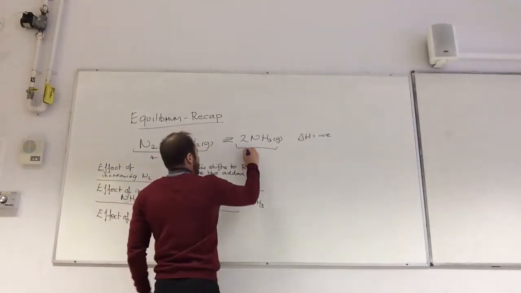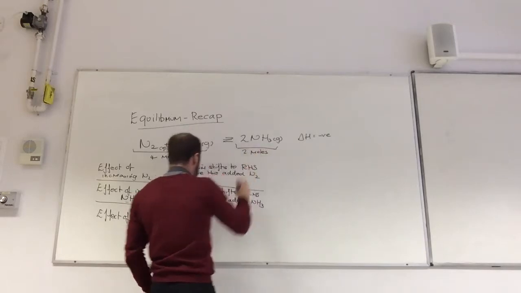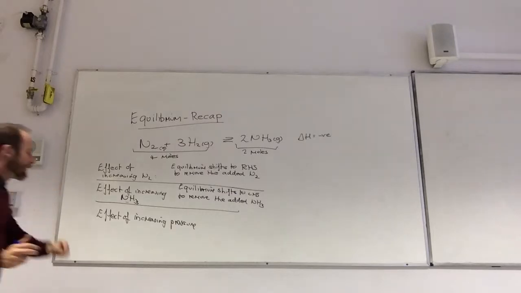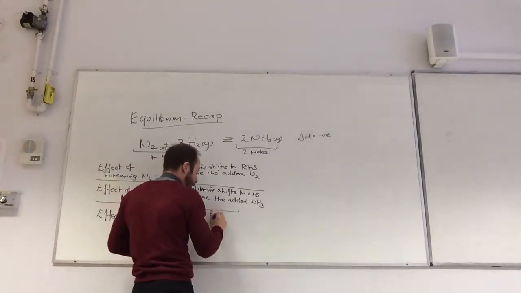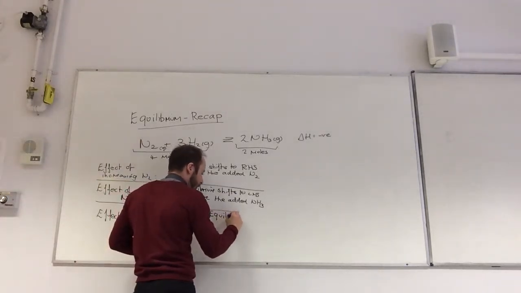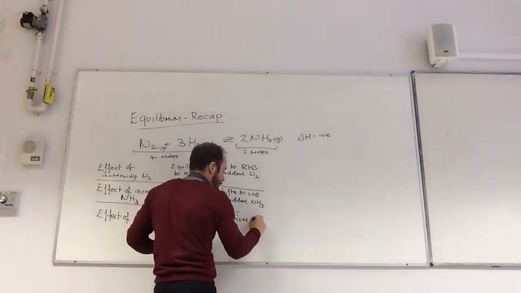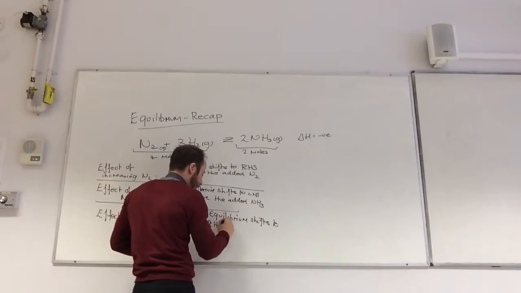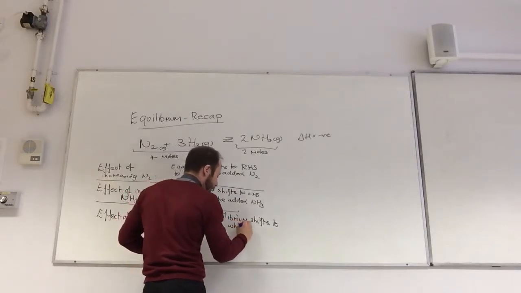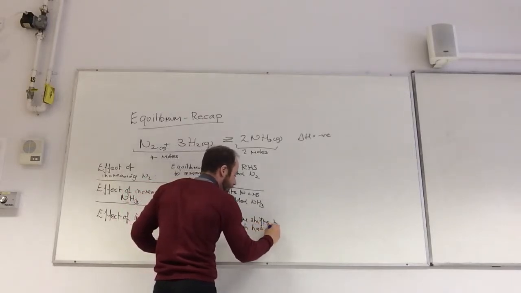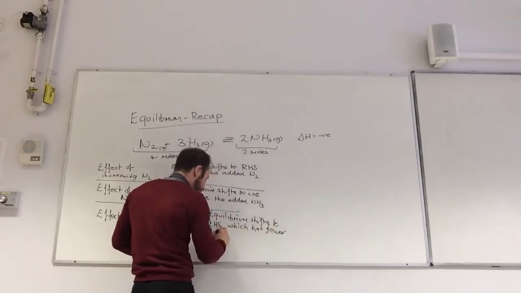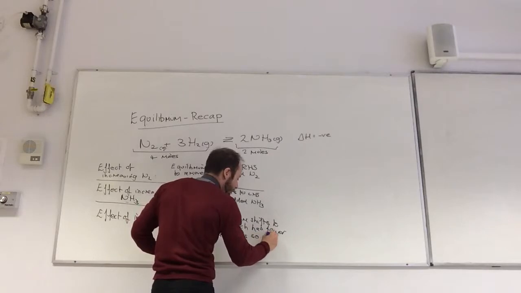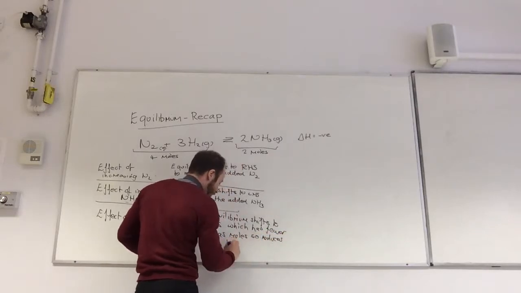So we'll move from high to low pressure. So which way will it shift? Shift to the right. Brilliant. The equilibrium shifts to right-hand side, which has fewer gas moles, so reduces the pressure.